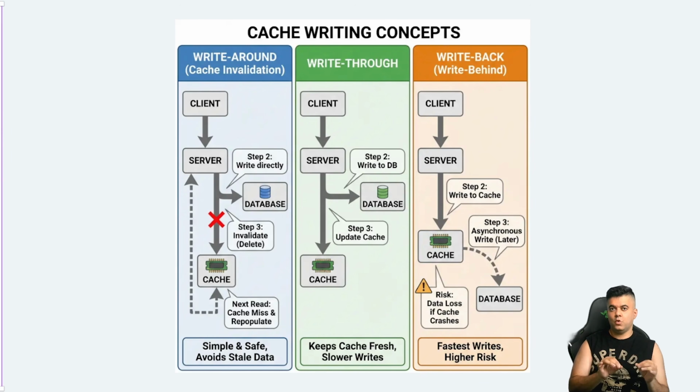Now there's another pattern called the write through pattern, which is the second pattern you can see on the diagram. In write through, when you write data, you write to both the database and the cache at the same time. In step 1, the client actually sends a write request. In step 2, the server writes to the database. In step 3, the server also updates the cache with the new value.